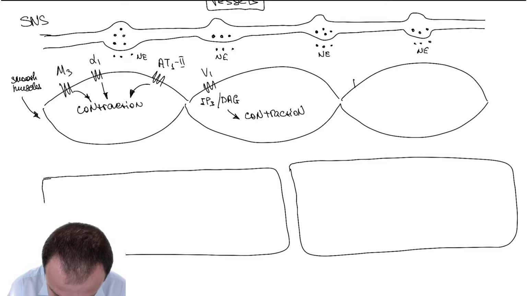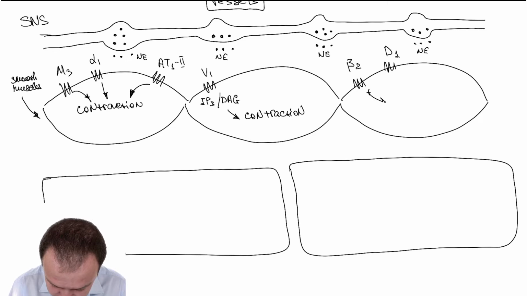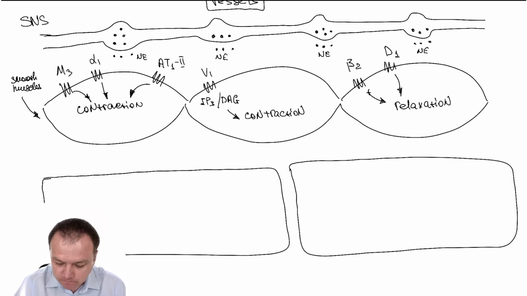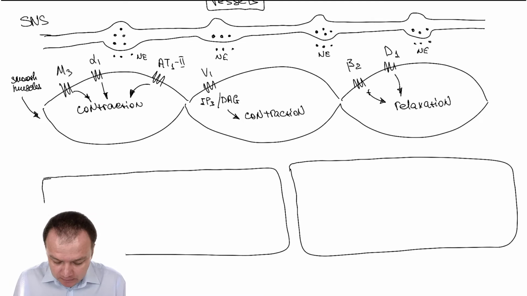But also we have beta 2 receptors and D1 receptors. Stimulation or activation of beta 2 receptors and D1 receptors causes relaxation. A lot of beta 2 adrenergic receptors are present in skeletal muscles, and in case of fight and flight response, in case of stress, we have a relaxation of skeletal muscle vessels, and more blood is coming to them.